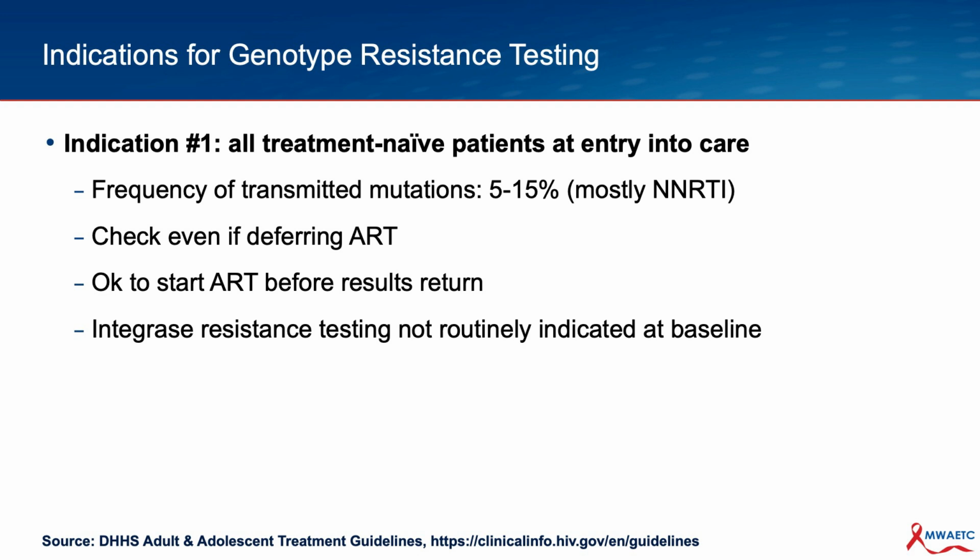Now, other points in the guidelines, even if a person is not ready to start ART, it's worth checking the genotype at baseline to document any transmitted resistance. The reason is without ART over time, the wild type viruses will outcompete the resistant strains. And if you wait and do your genotype test later, it will be less sensitive and you may miss mutations. And a reminder, which we have talked about, and I think you all know, it is absolutely okay to start ART before results return from your baseline test.